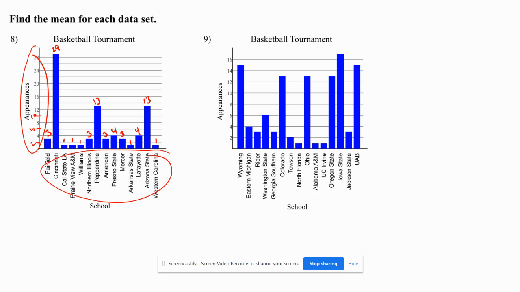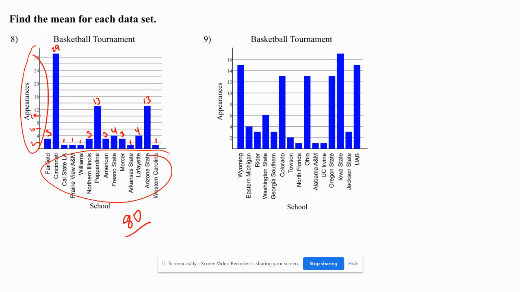Okay, so now that I have those numbers, I'm just going to add my numbers. So 3 plus 29 plus 1 plus 1 plus 1 plus 3 plus 13 plus 3 plus 4 plus 3 plus 1 plus 4, 13 plus 1. I happen to get, on my calculator, 80. Like I said, I added all my numbers.